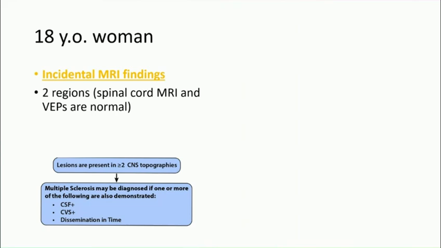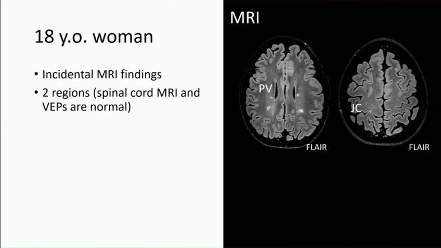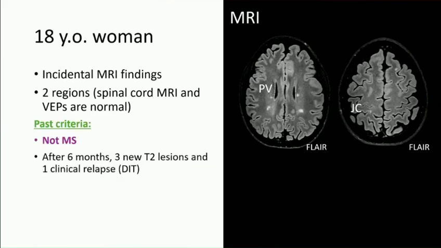Here we have incidental MRI findings, and we were able to demonstrate the involvement of 2 brain regions. In this case, we can use CSF, central vein sign, or dissemination in time. So, using the previous set of criteria, this lady would not have qualified to have MS.